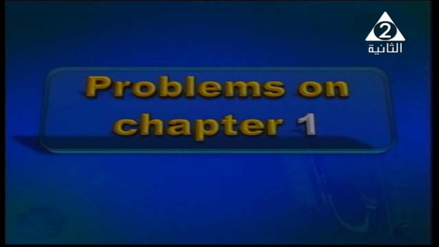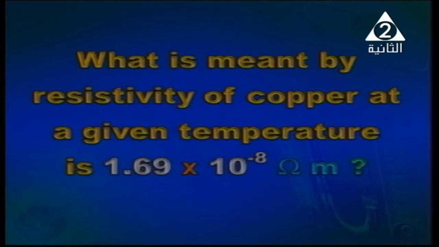Problems on chapter 1. We'll start with very easy problems. And now we've got the question: what's meant by the resistivity of copper at a given temperature being equal to 1.69 times 10 to the power of negative 8 ohm meter? If I give you this piece of information, what do you understand from it?